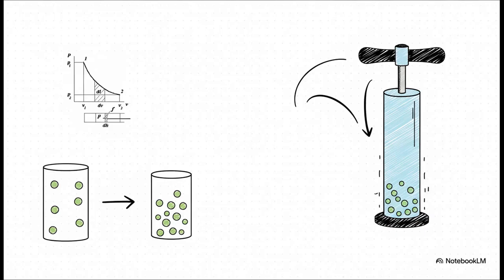This is the perfect way to visualize it. Think about a bicycle pump. As you push that handle down, you're decreasing the volume, V. You're cramming all those air molecules into a smaller and smaller space. So what happens? They start hitting the walls way more often, and the pressure, P, skyrockets. That's a textbook inverse relationship, and it's described perfectly by our formula.